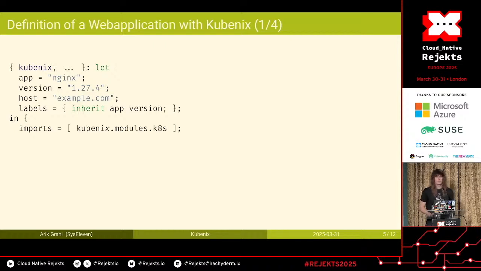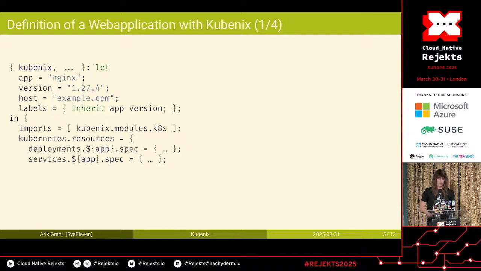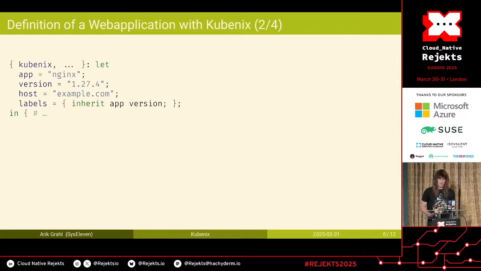To define an actual Kubernetes manifest, we are importing the corresponding Kubenix module, and we can start defining our resources straight away. Our web application consists of a deployment, a service, and an ingress, each named by the variable app, so in this case, nginx. Now, let's have a closer look at those three resources.